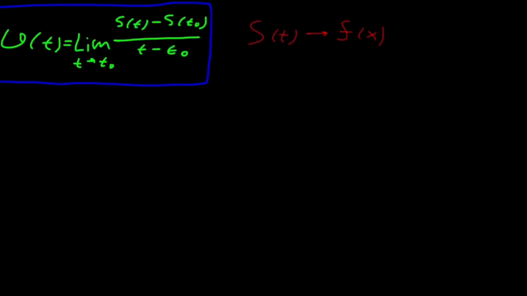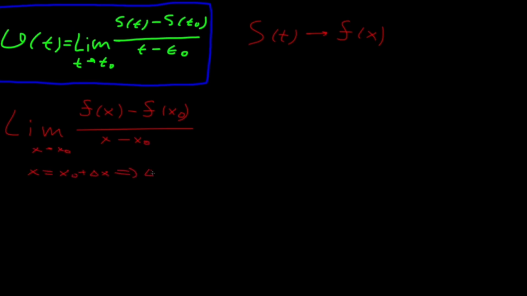So from now on, let's just switch the function of distance to the dependence of the function f from the argument x. And this way we may write our limit regarding the fact that x equals x0 plus delta x. And this gets us to the limit where delta x approaches 0.